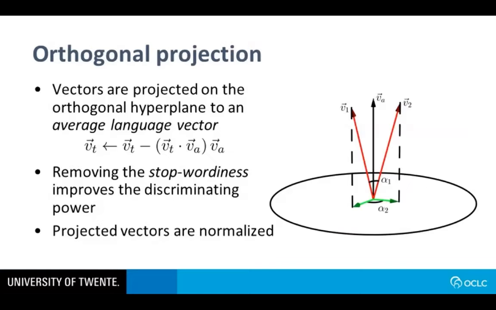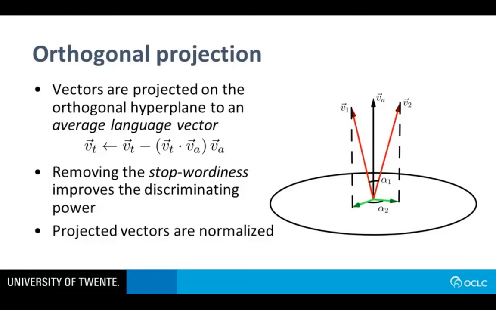Graphically speaking, I hope this will be easier to understand. You have VA, the middle part, the average vector of the language, and then V1, V2 are two words. Because they co-occur a lot with the stop words, the average vector, in the raw result of the random projection, the two vectors are similar in terms of alpha 1 being smaller, so we don't really see the difference between these two words. But if you project to this hyperplane, which is orthogonal to this VA, then the difference between these two vectors becomes much bigger.